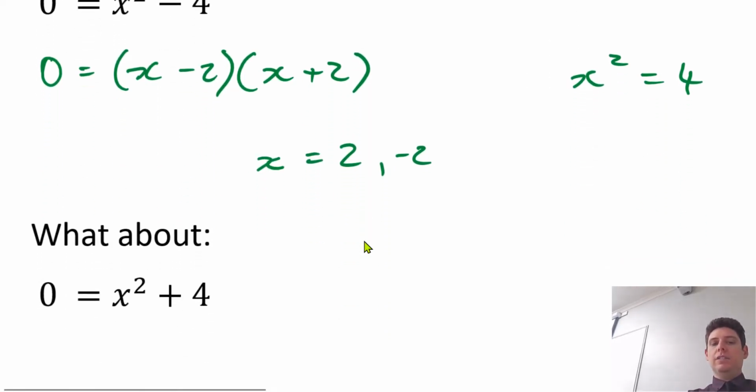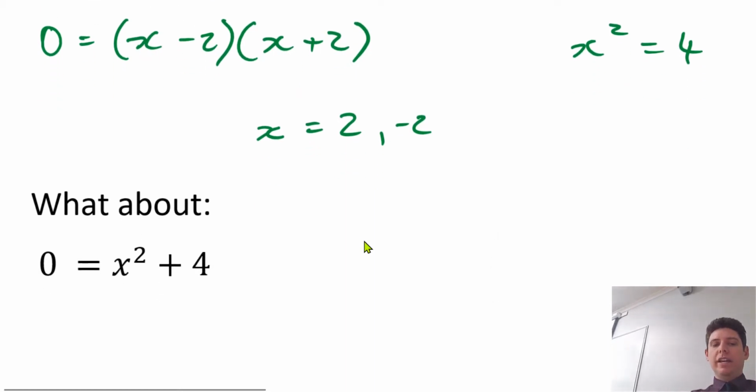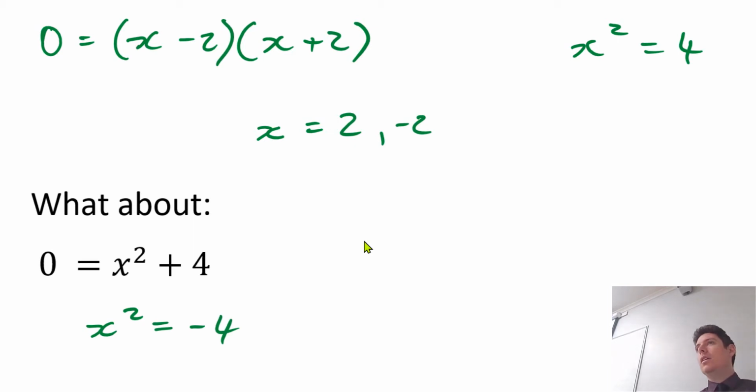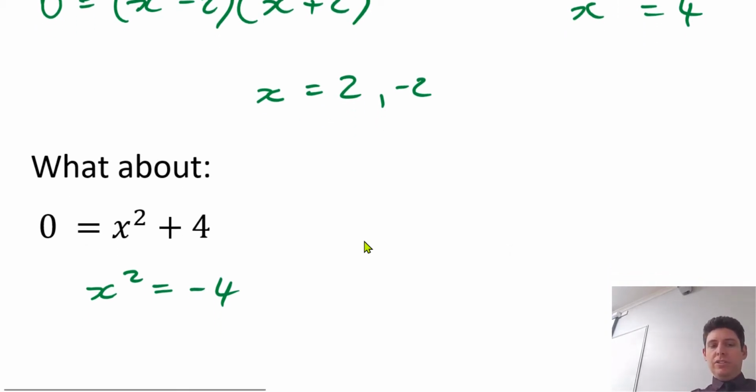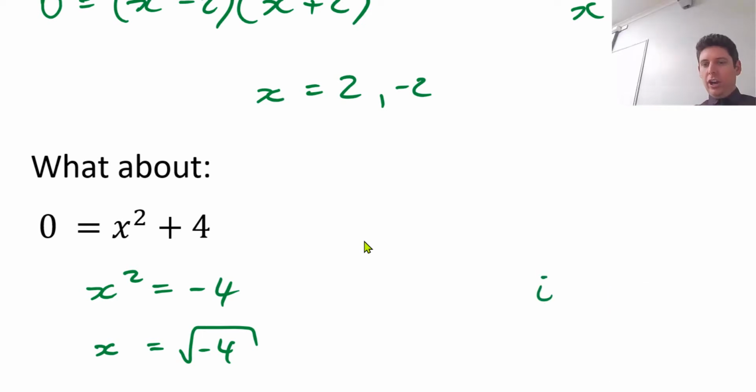Okay, what about this one? So let's try bringing the 4 over. What do we get? And then we do square root of both sides. And we have a negative number inside the square root. Thus the beginning of the new topic today. Long ago, someone decided this. The square root of negative 1 is equal to the letter i.